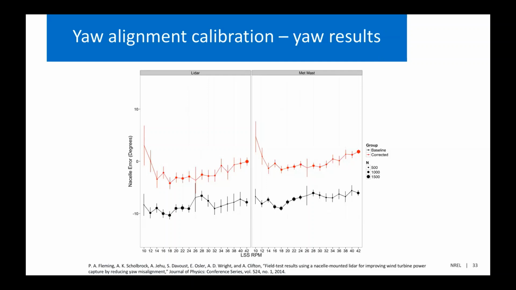So here we have results that show the baseline case where the wind direction is uncorrected, and that's in the black. And then in the red, we have a corrected value, where we applied a correction to the yaw controller based on the error measured by the LiDAR. The plot on the left shows our wind direction as measured by the LiDAR, and the plot on the right shows the wind direction as measured by a nearby met mast. And we can see that using the LiDAR to correct the yaw controller, we had a nacelle yaw error that's much closer to 0.